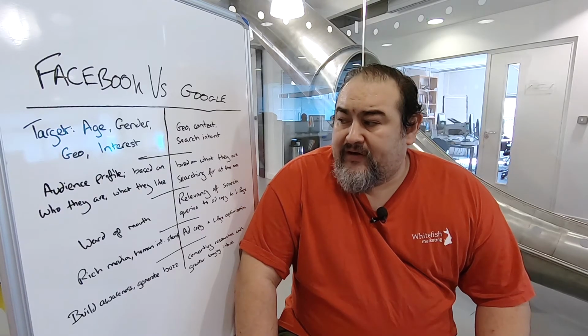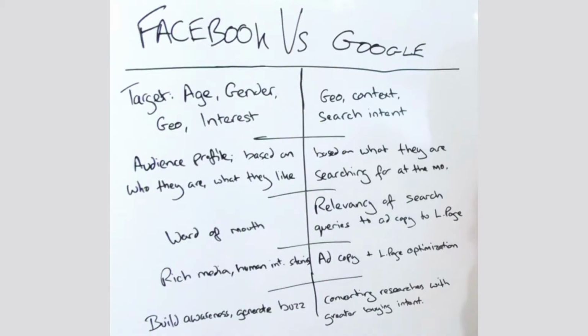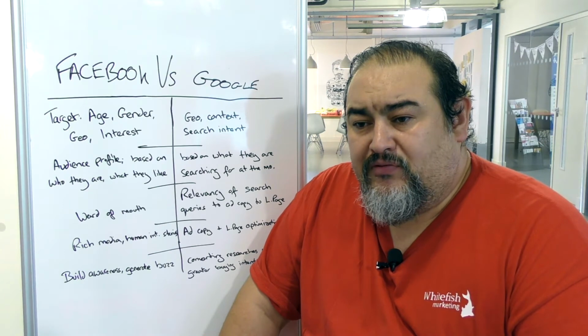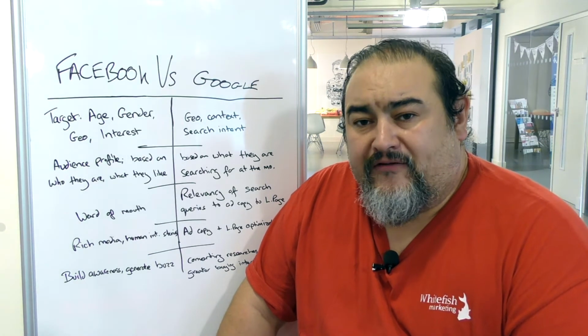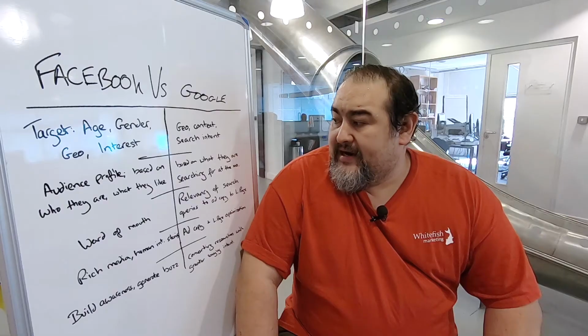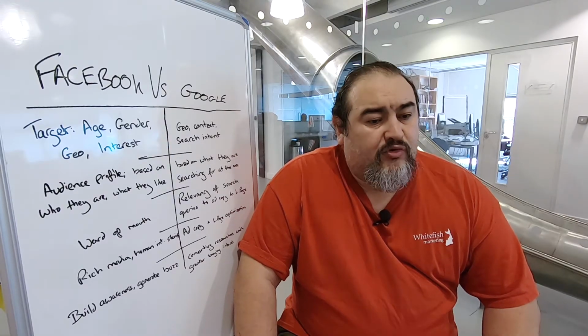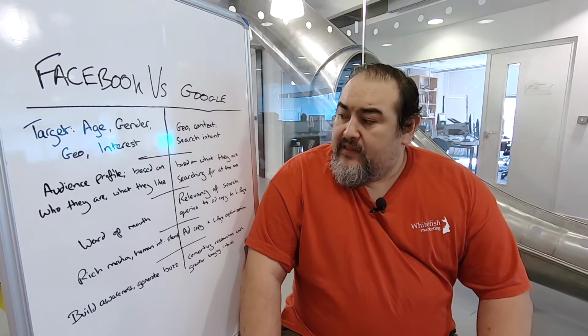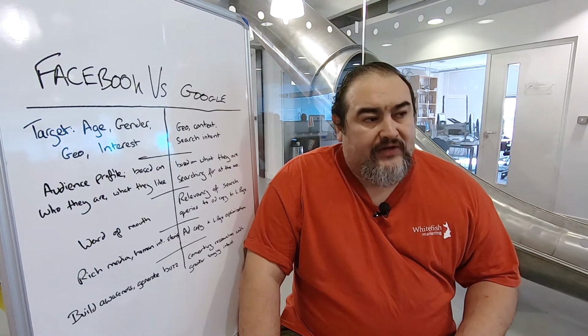The audience profile is based on who they are and what they like within Facebook, okay? So you have to be targeting people based more on the demographics, who they are, what they like, and their age. Whereas in Google, it's more about targeting people based on what they're searching for at that given point in time. There are two very different types of audiences.